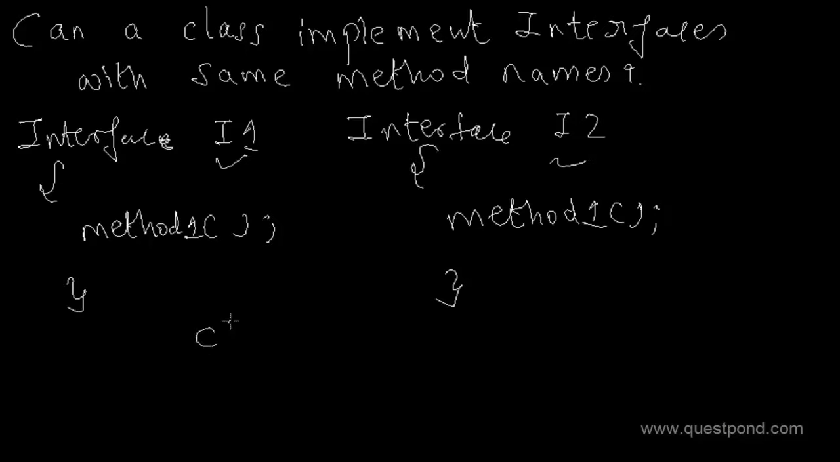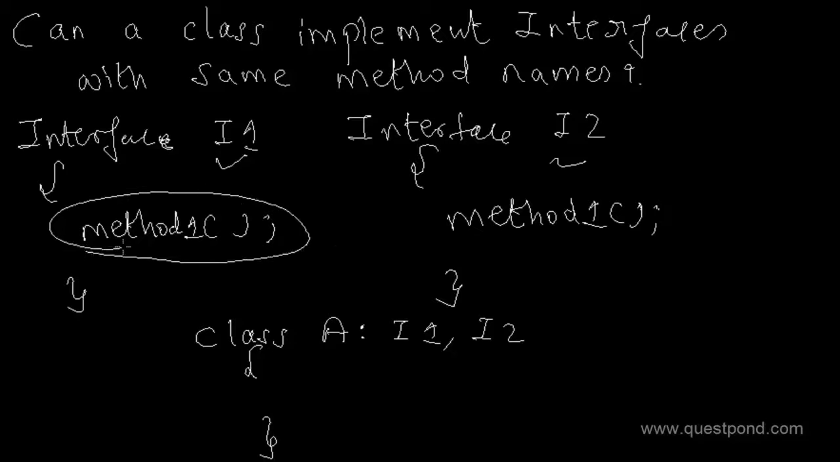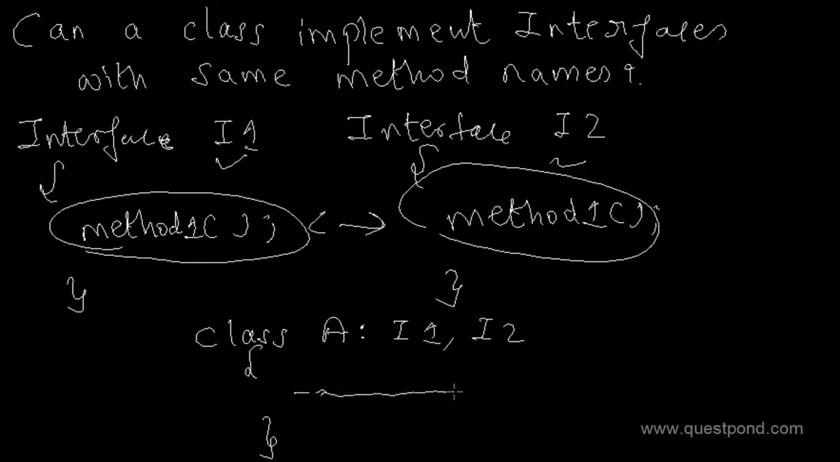Now let's say we create a class called A which implements both I1 as well as I2. Now both these method names in these interfaces are same, that is method1 and method1. So now what will happen here? In order to understand this, we'll first go to our Visual Studio. We'll try to create two interfaces, implement them in the class and see what happens, and then we'll try to answer this question in a better manner.